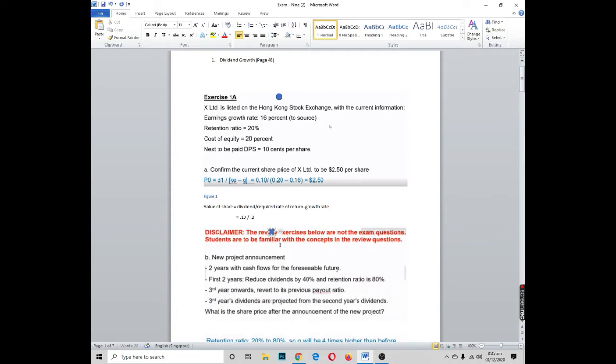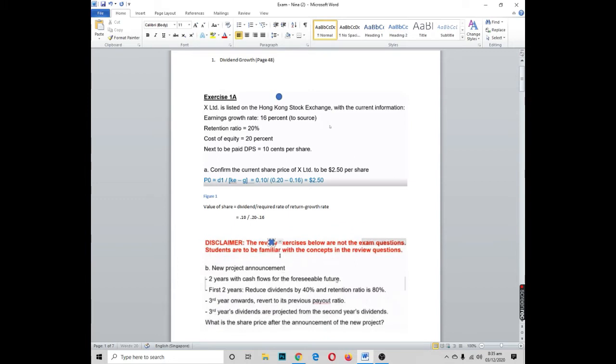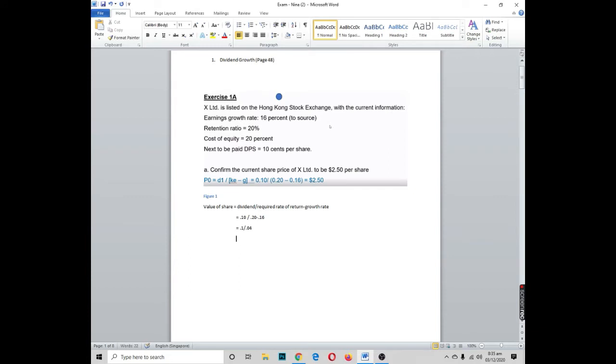So 0.20 less 0.16. So how do we find the solution? Simple. 0.10 divided by 0.04, the answer is equal to $2.50. So here is the answer.